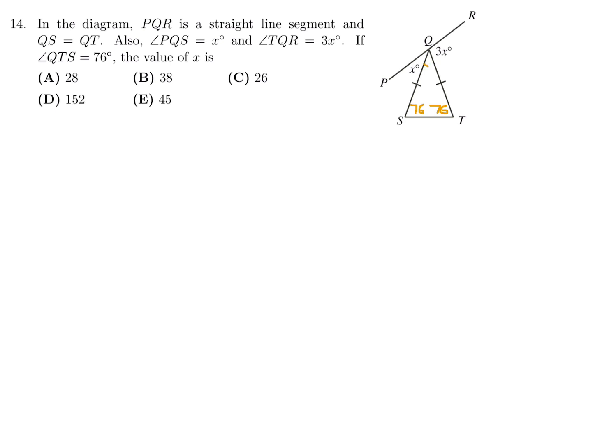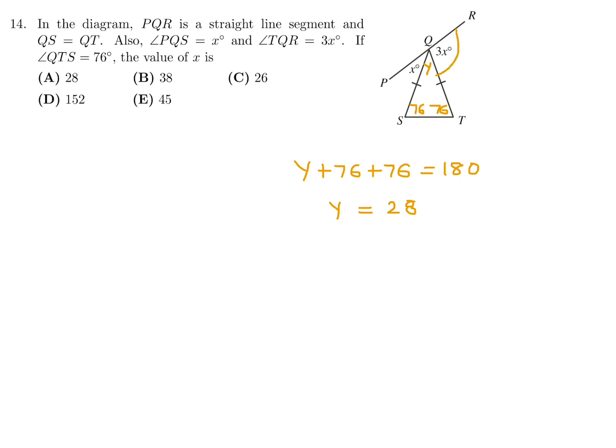So we can find this angle in here. I'll just call it y. Y plus 76 is equal to 180, since the sum of the angles of a triangle add up to 180. So we got y is equal to, well, obviously 180 minus 2 times 76, so that's going to be 28. Okay, so that means y is 28.